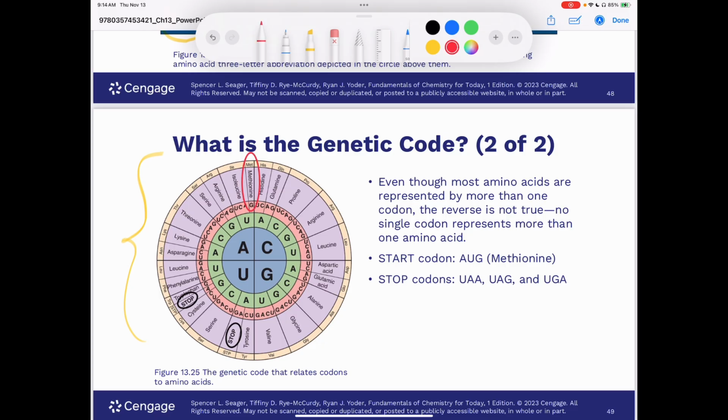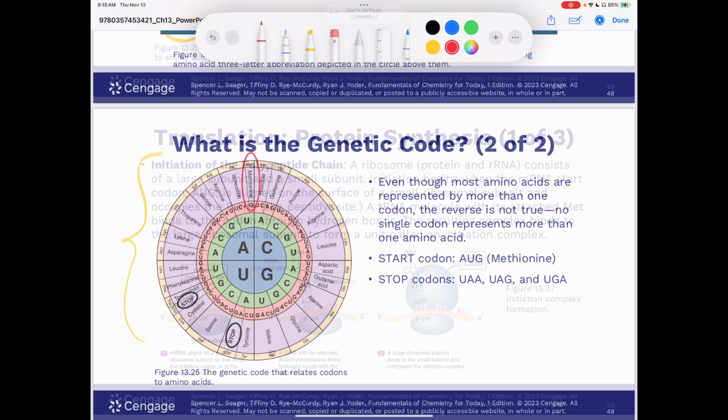There is only one initiation or start codon, which I have circled in red, AUG, which is also the codon for the amino acid methionine. AUG functions as an initiation codon only when it occurs as the first codon of a sequence.